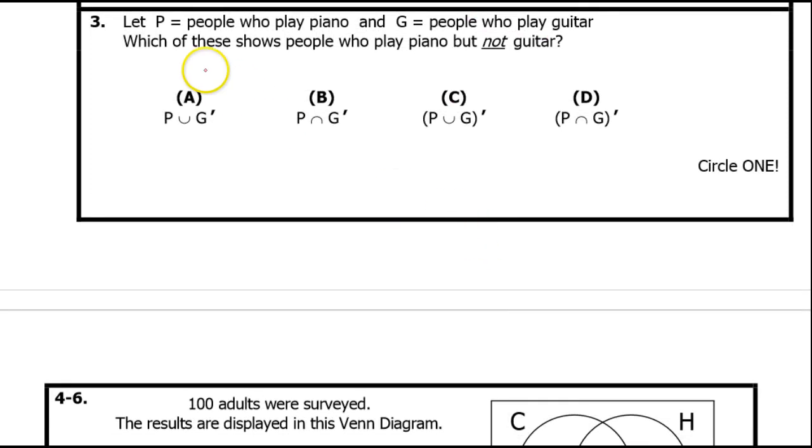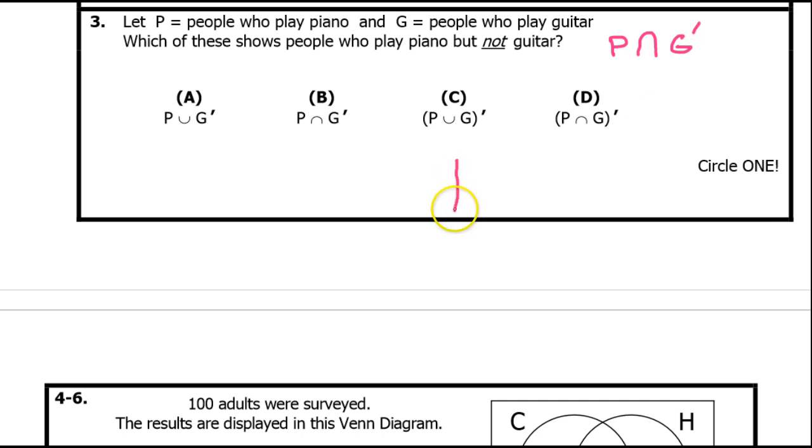All right, problem number 3. Let P equal the event people who play piano, and G is people who play guitar. Which of these shows people who play piano but not guitar? All right, so we want people who play piano, okay, but they do not play guitar. This is what we want.